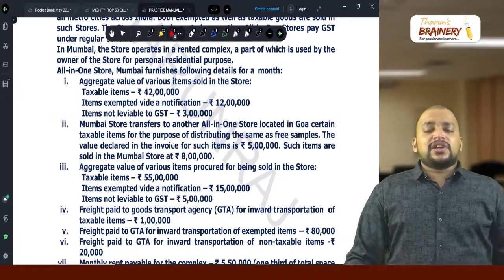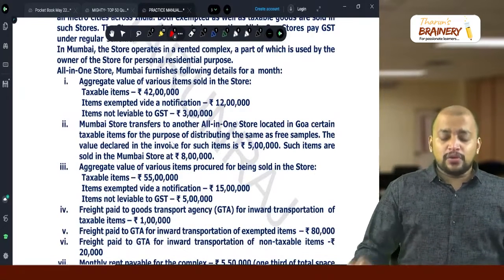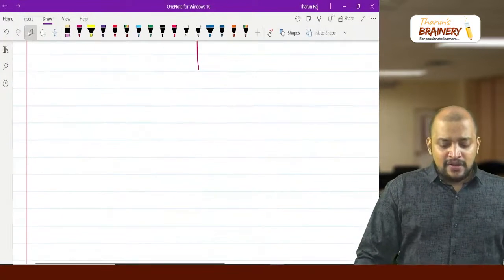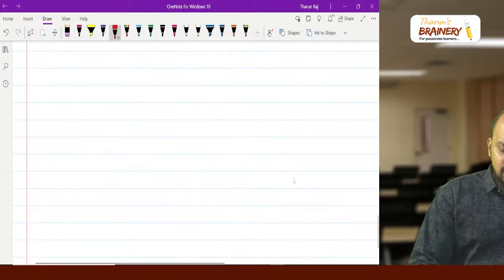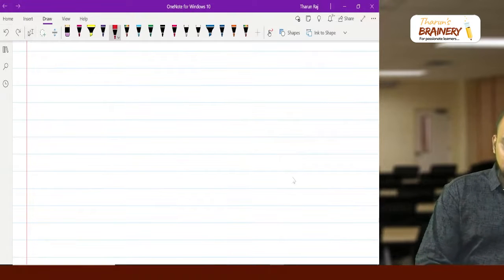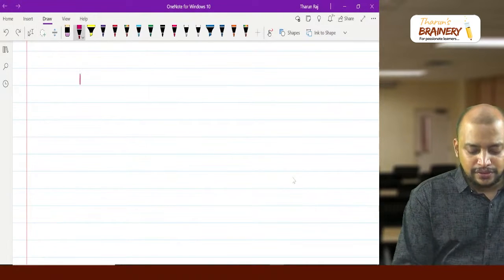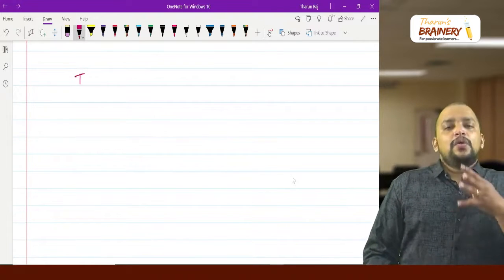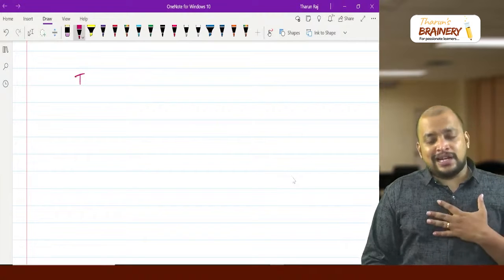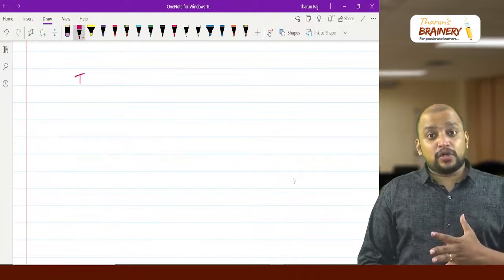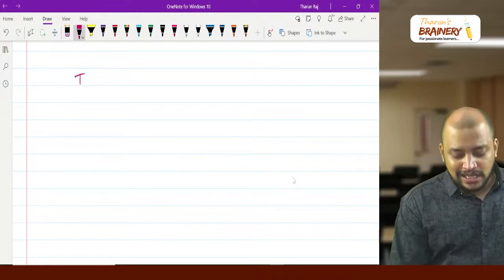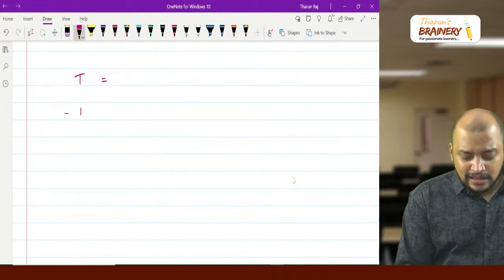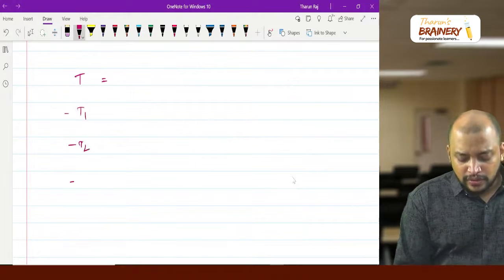Now, actually, this is a question related to Rule 42. In Rule 42, we need to remember the format. First, T refers to the total ITC on all inward supplies, correct? Whatever is the total ITC that you are availing, that is total GST paid. Total GST paid on all inward supplies will be T minus T1, T2, T3.